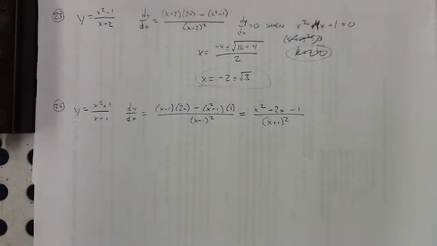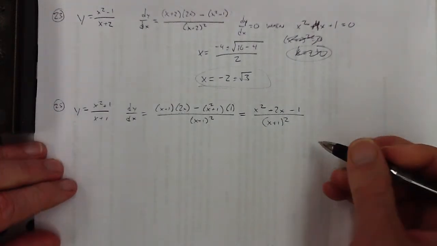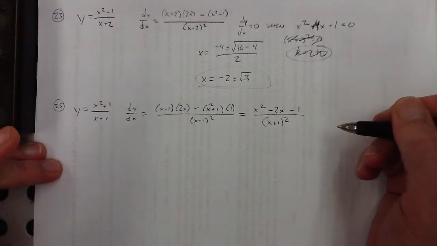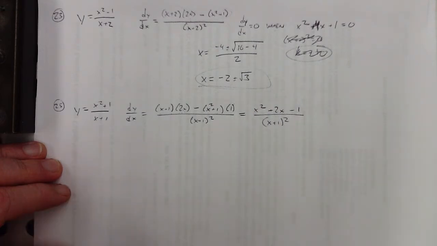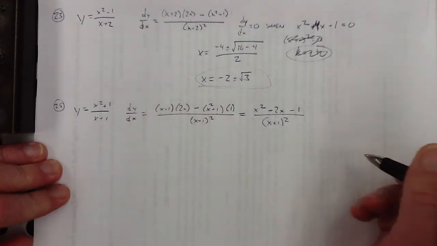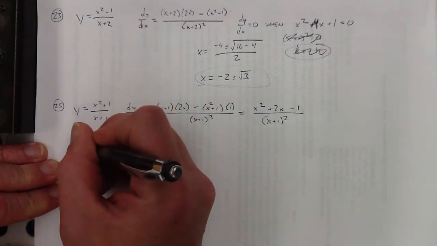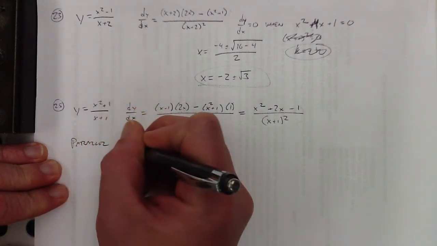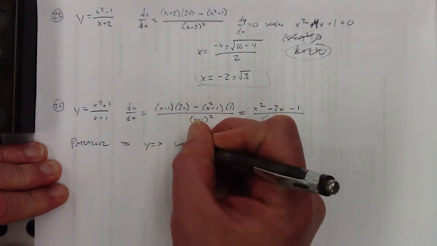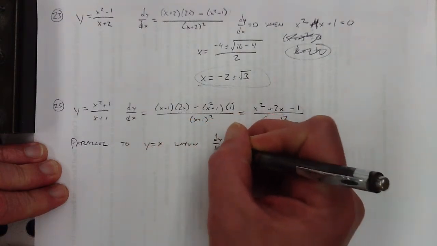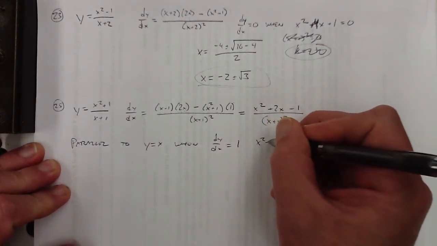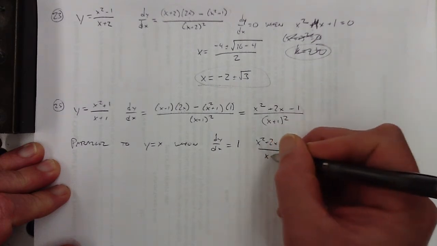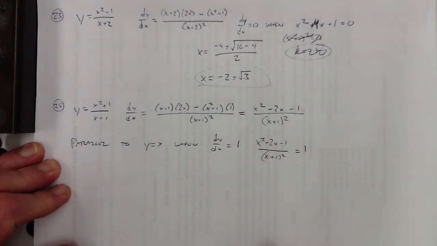All right, so what do we want here? We want it to be parallel to the line y equals x. Well, the line y equals x has a slope of 1. So that means I want places where the slope, this, is equal to 1. All right, let's see if I can do that. So I'm just going to say this in words. Parallel to y equals x when dy/dx equals 1. So there's dy/dx, x squared plus 2x minus 1 over x plus 1 squared equals 1.